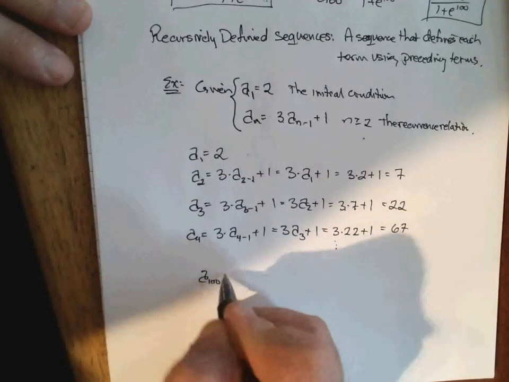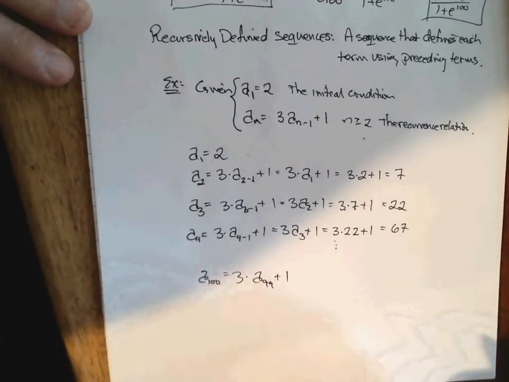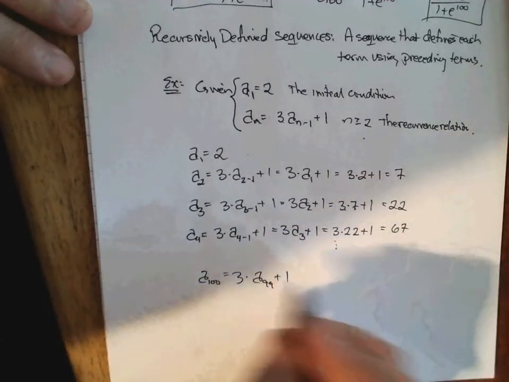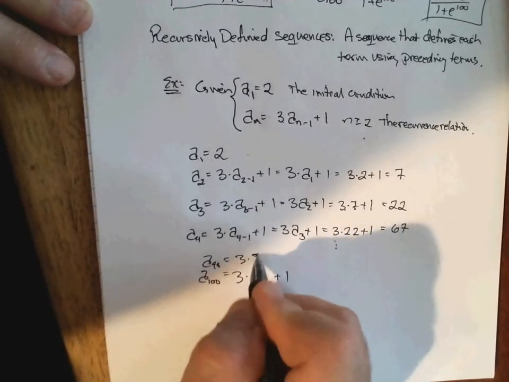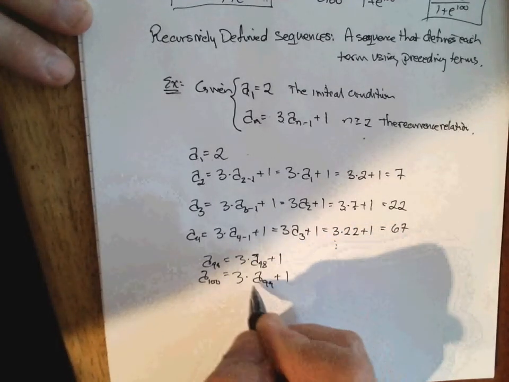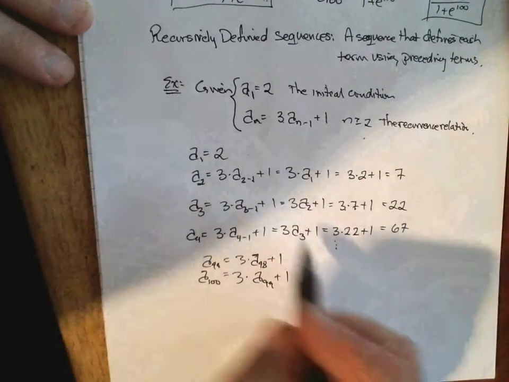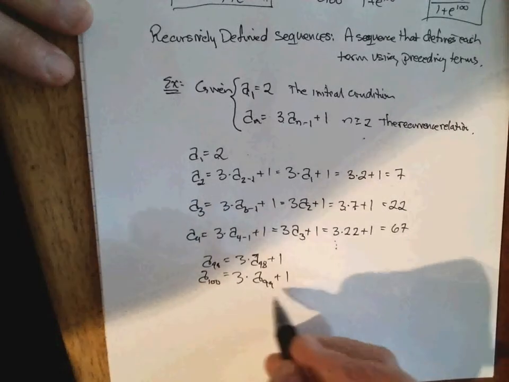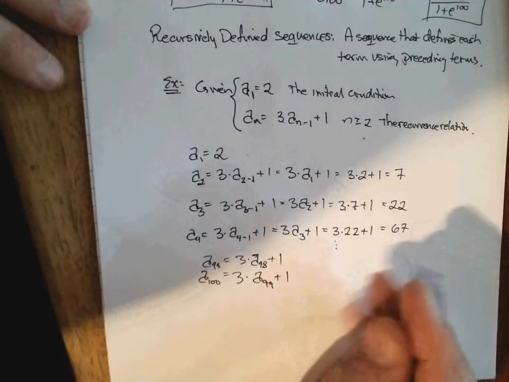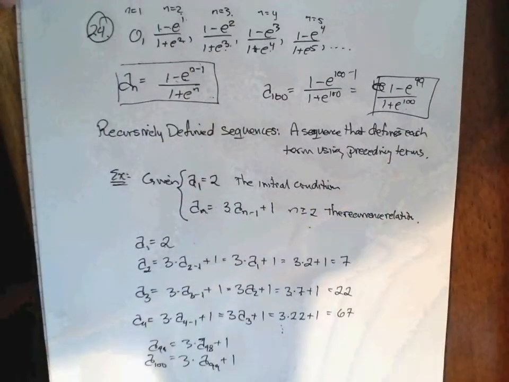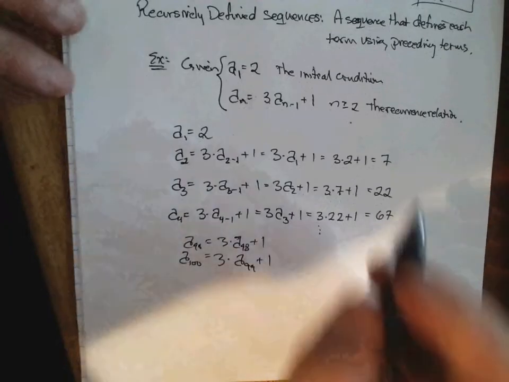What if I asked you what a sub 100 is here? Well, it's 3 times a sub 99 plus 1. So now you need to know a sub 99. So you'd have to go back and find a sub 99. Well, that's 3 times a sub 98 plus 1. I don't know a sub 98, so I have to go back and find that. And you have to go back all the way down to a sub 1. Many, many, many steps, 100 steps back, to figure out what a sub 100 is, as opposed to with a formula, just plugging in directly and knowing what that term is.